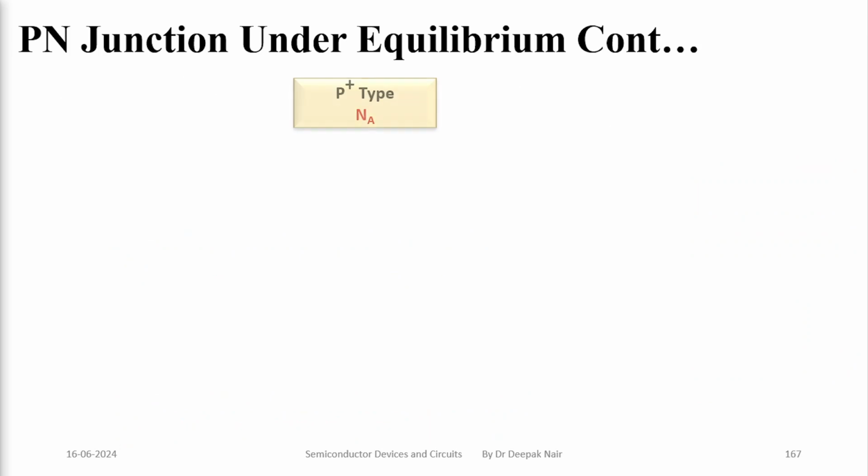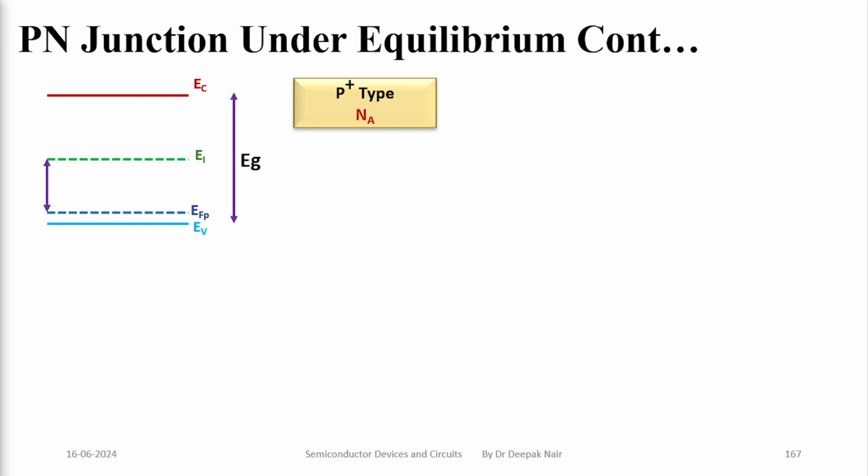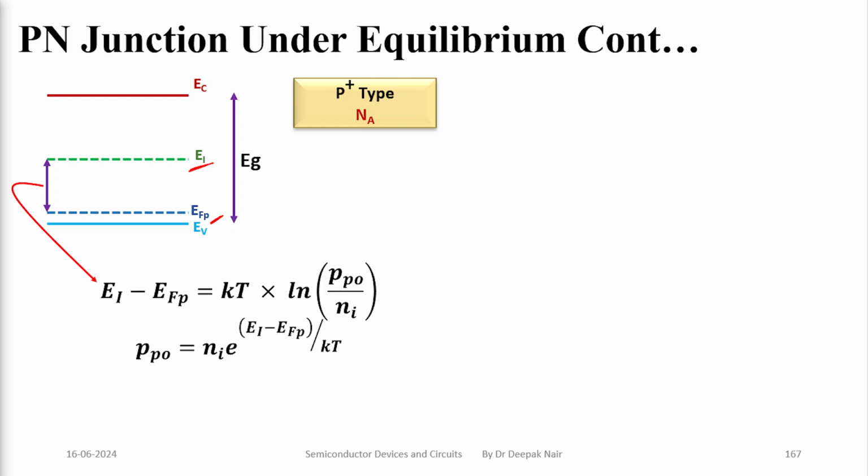Now let us continue with the further more detailed discussion. So for P plus type semiconductor, the energy gap between EI and EFP is given by EI minus EFP. So the difference between the potential of EFP and EI is represented by EI minus EFP, which is equal to KT natural log of PP naught upon Ni. We have derived these equations in the previous lectures.